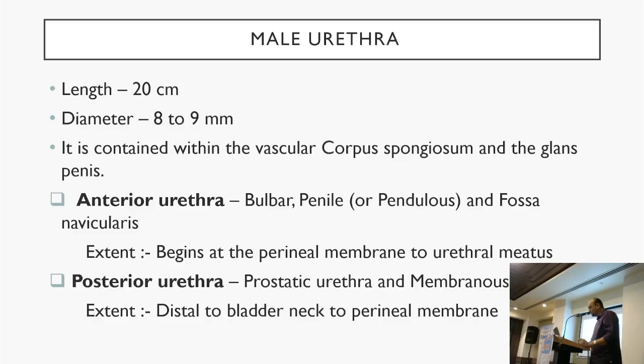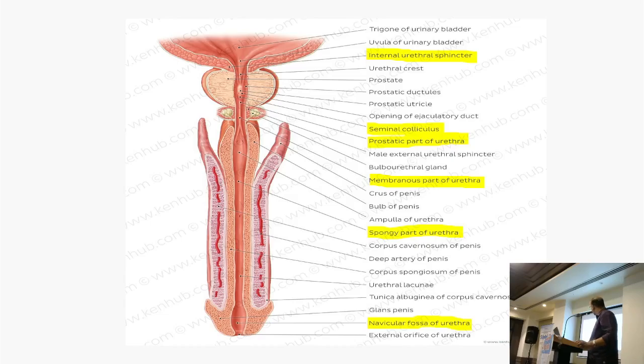Anterior urethra: bulbar, penile, and fossa navicularis. The extent is from the perineal membrane to the urethral meatus. The posterior urethra begins from the bladder neck and extends to the perineal membrane. So this is a schematic diagram showing the parts of urethra.